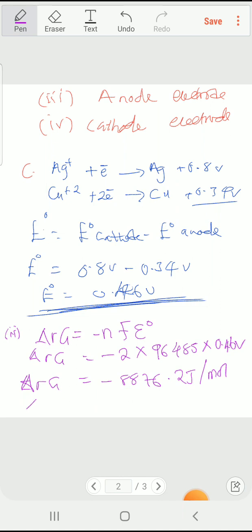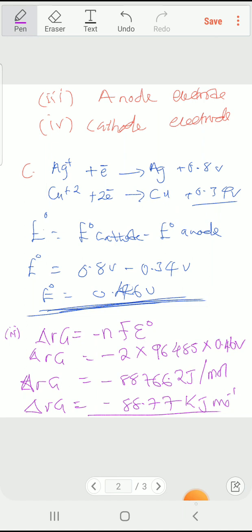Or you can put it in kilojoules: the change in Gibbs free energy is equal to negative 88.7. You divide it by 1,000, and you're going to find that it will be negative 88.77 kilojoules per mole. So this is the answer that you were supposed to calculate.